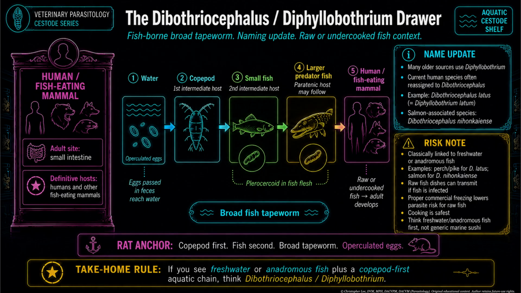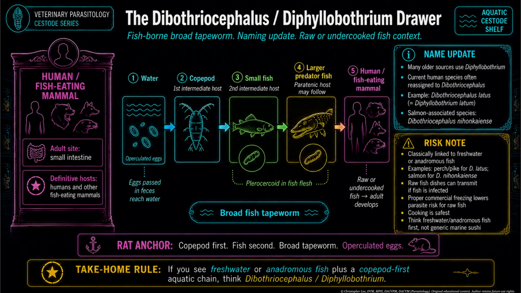The broadfish tapeworm uses a parallel aquatic chain. Operculated eggs reach the water, a copepod becomes the first intermediate host, and a fish becomes the second. A larger predatory fish may act as a paratenic host. Humans and other fish-eating mammals acquire the adult by eating infected fish that have not been adequately cooked or frozen.